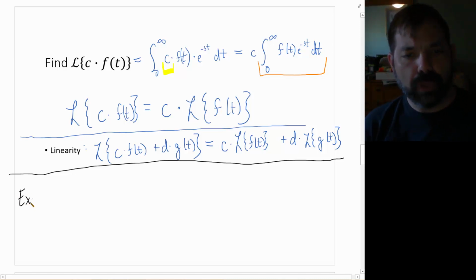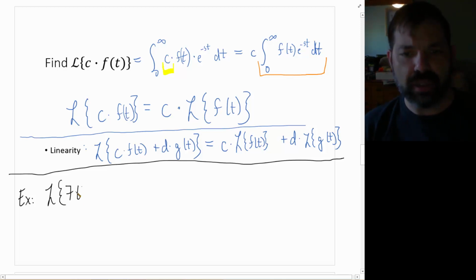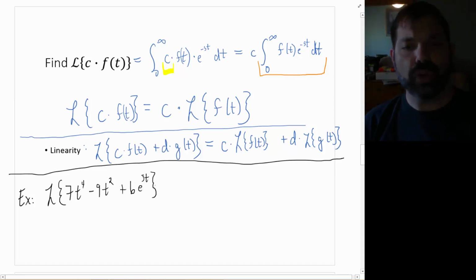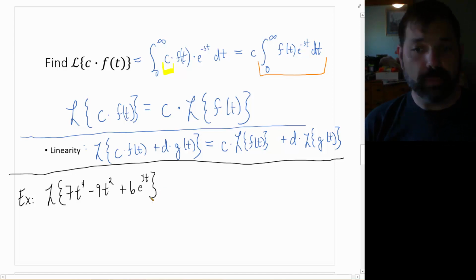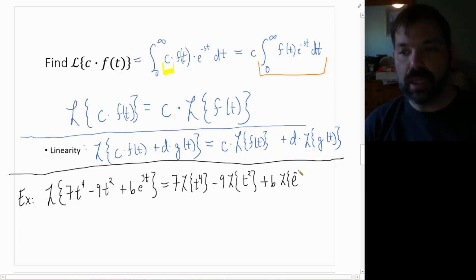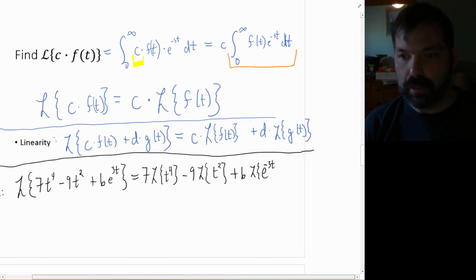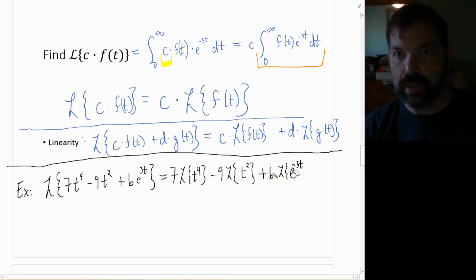So let's see an example. Suppose I wanted to find the Laplace transform of, let's do something nasty, 7t to the 4th minus 9t squared plus 6e to the 3t. I need the Laplace transform of this thing. Applying the linearity concept, this would be 7 times the Laplace transform of t to the 4th minus 9 times the Laplace transform of t to the 2nd plus 6 times the Laplace transform of e to the 3t. And I threw in a negative there by mistake. Oops, sorry about that. Let's erase that negative.